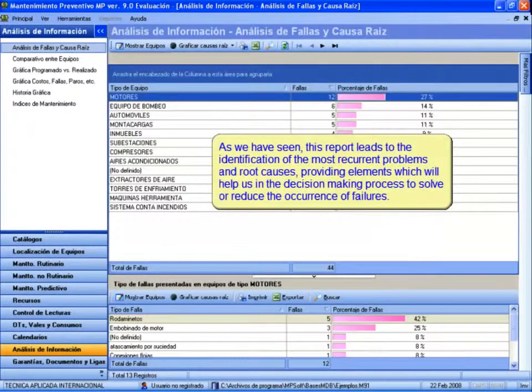As we have seen, this report leads to the identification of the most recurrent problems and root causes, providing elements which will help us in the decision-making process to solve or reduce the occurrence of failures.